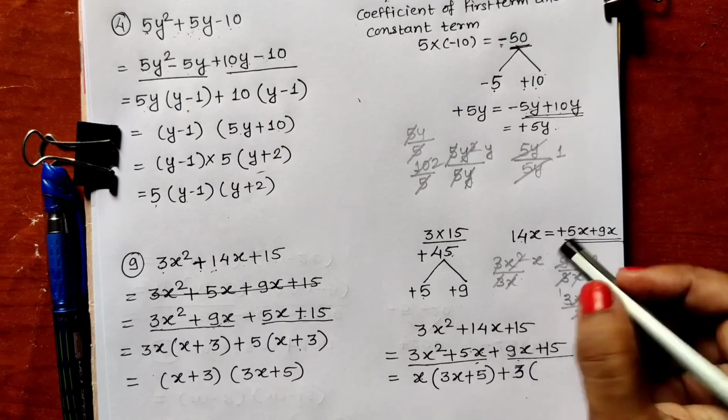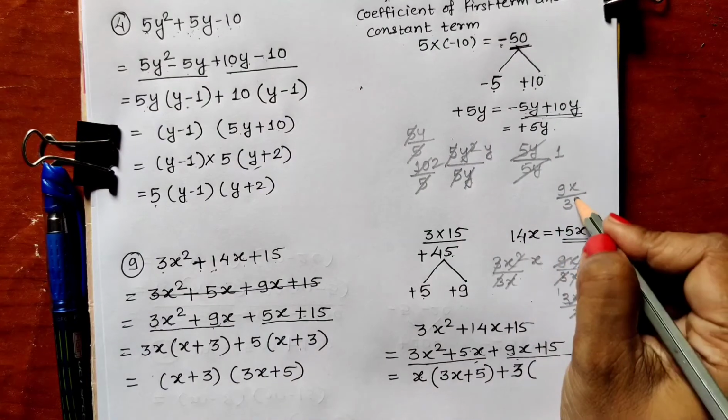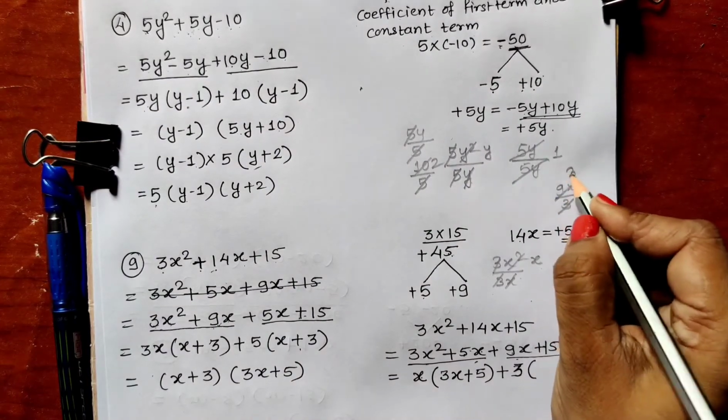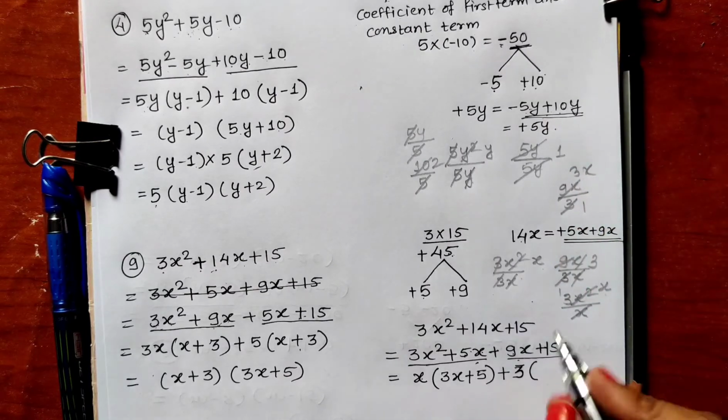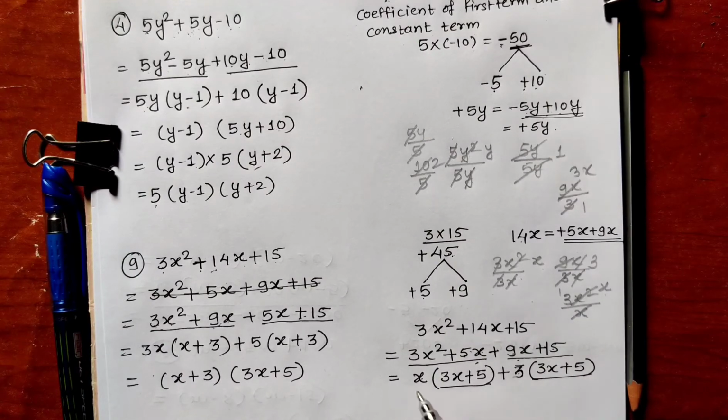From 9x, 3 is taken out common. So 3 ones are 3, 3 3s are 9 and x as it is. So we get 3x. Plus from 15, 3 is taken out common, that means 15 divided by 3, 3 5s are 15. We get this bracket common. So this bracket we write one time, 3x plus 5, and in the second bracket we will be writing these remaining terms, x plus 3. So we are getting same answer, x plus 3 in one bracket and 3x plus 5 in the second bracket.